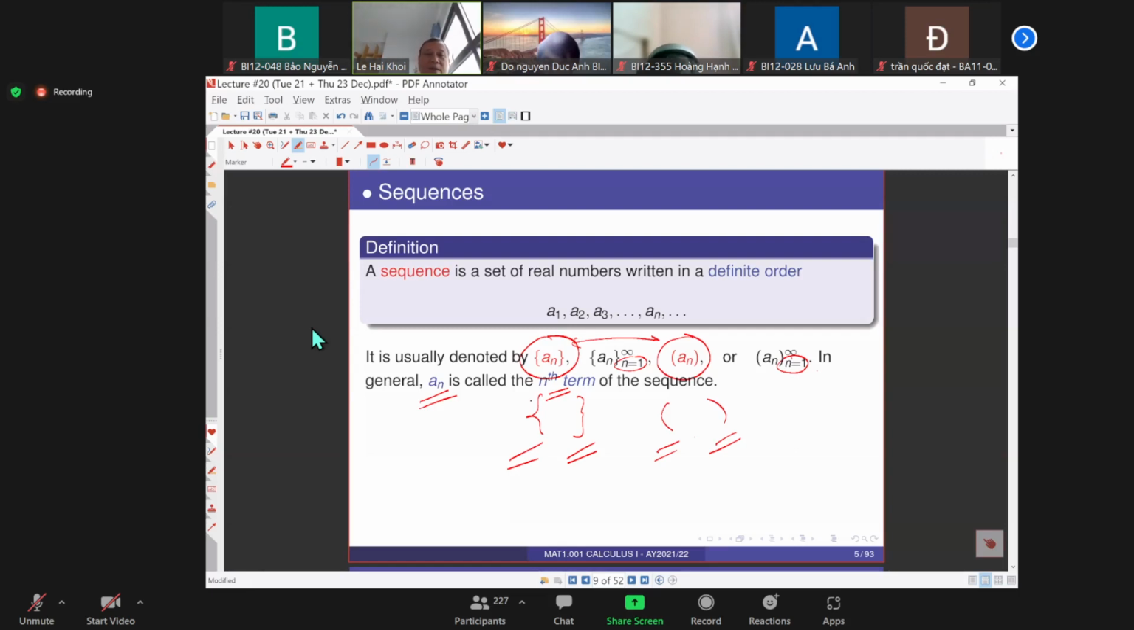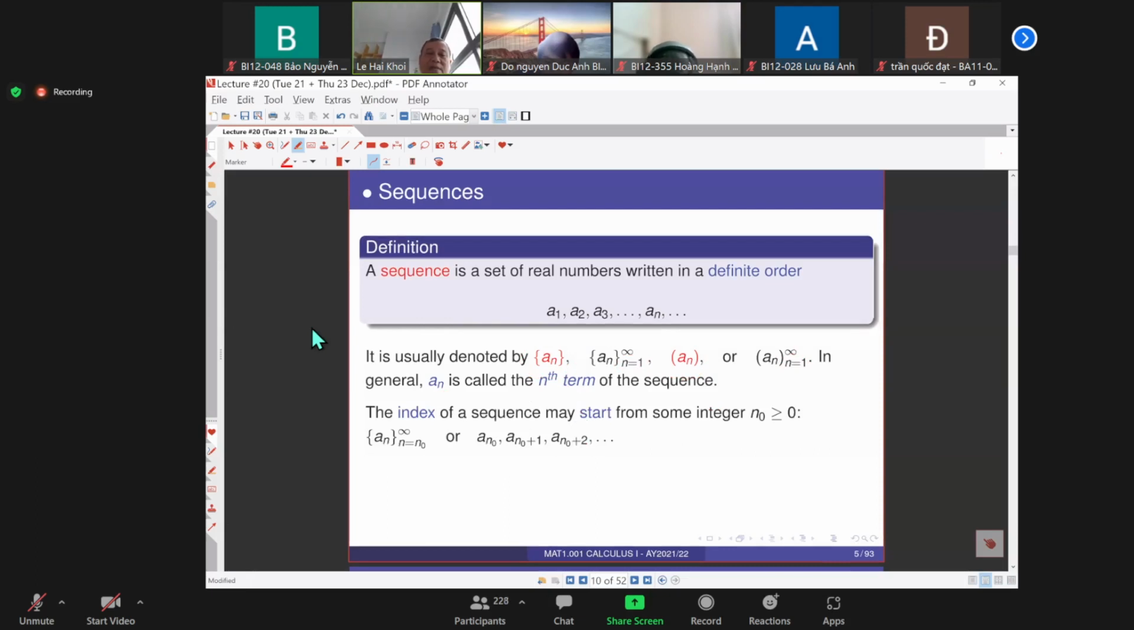Sometimes the index may start not from 1, but from some integer non-negative. Then we write an0, an0 plus 1, an0 plus 2. In this case, this is the first term. This is the second term. This is the third term. Vậy, như vậy là phải hết sức chú ý là cái dãy nó bắt đầu từ cái index nào.